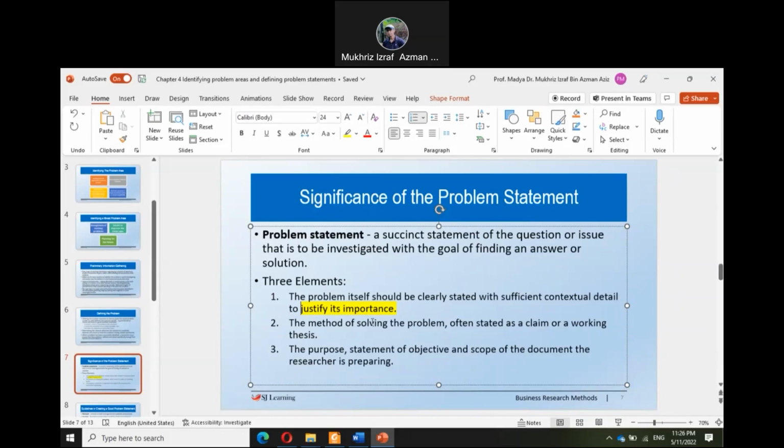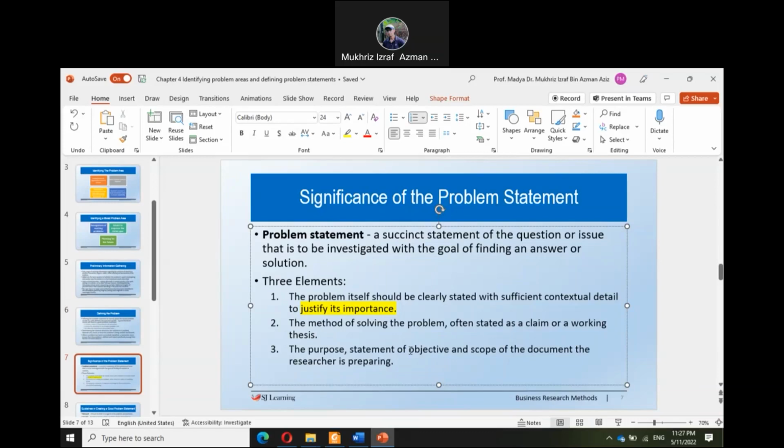Okay, and then also somewhere in the problem statement, the way you write will indicate how you want to solve the problem. For example, what are the ways you propose to overcome that problem. And also somewhere in the problem statement, you need to mention the scope and the objective. For example, if the study is focusing on UUM students, it should be mentioned in your problem statement that, for example, you are talking about the impact of rising prices, inflation, in the context of UUM students, the effect on their spending.